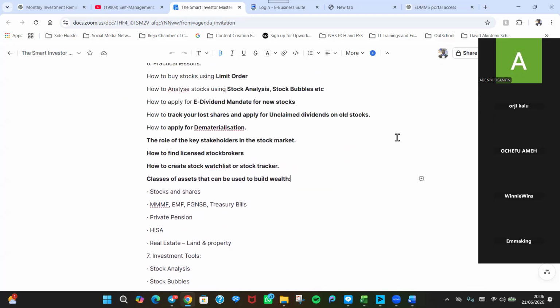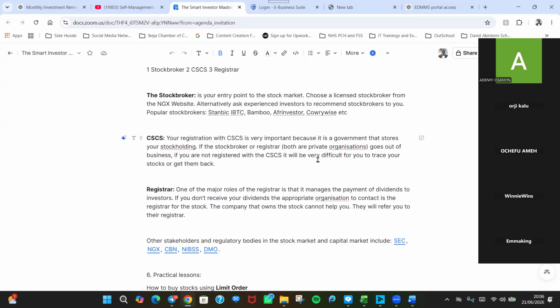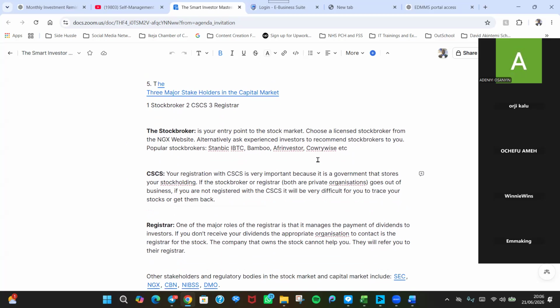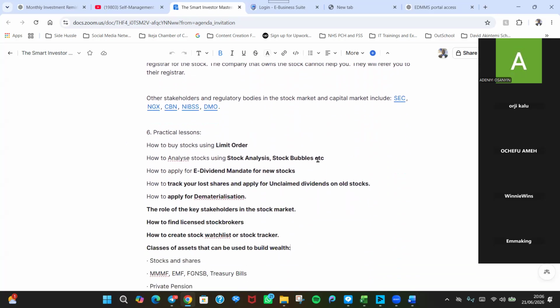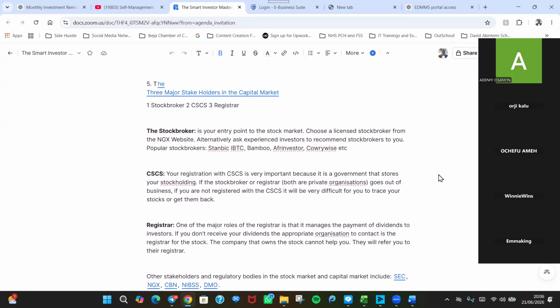And the best way to put it is that the stockbroker is your entry point to the stock exchange. Without the stockbroker, you cannot buy or sell shares. So the stockbroker is the entry point to the stock exchange. So what is the function of CSCS, or why do we need a CSCS? Can anyone tell me?